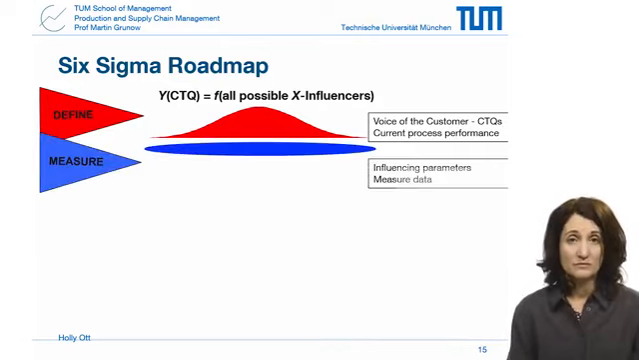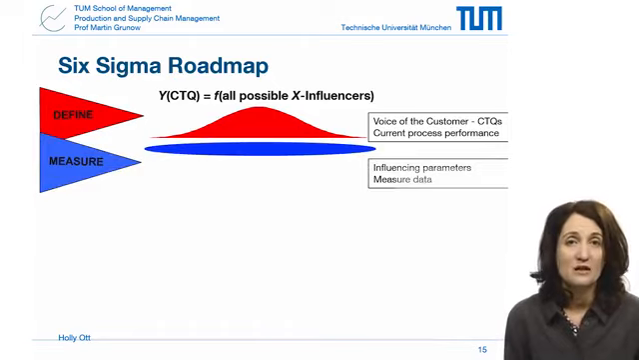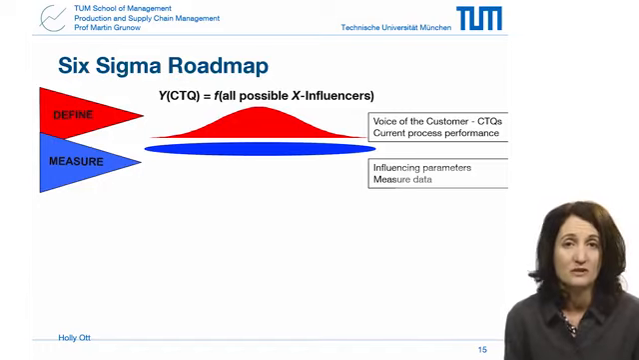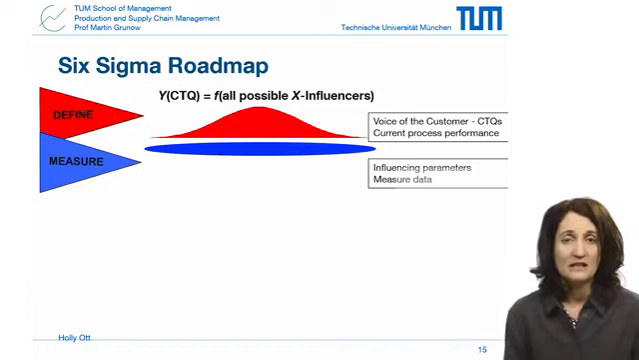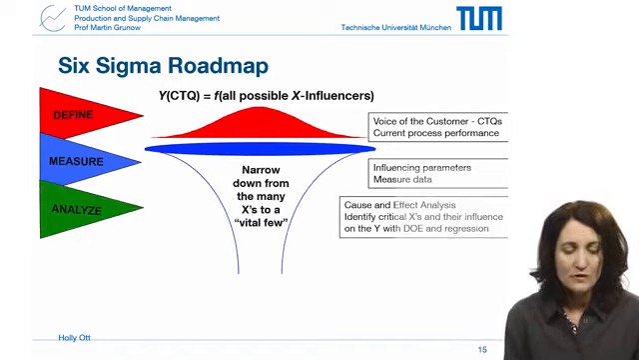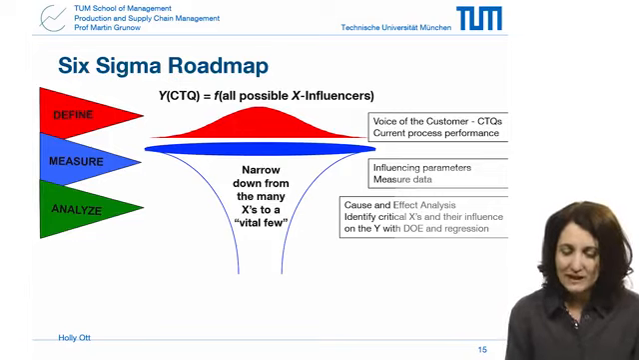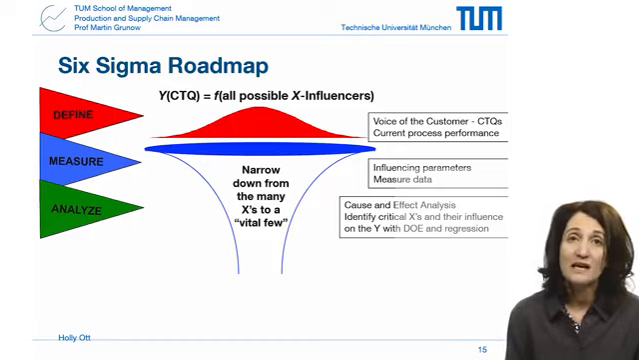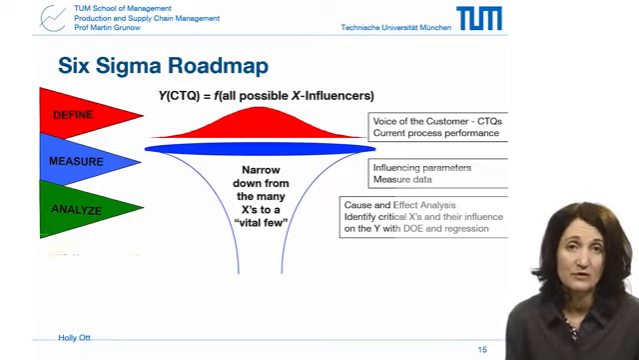Then in measure, we're looking at mapping the process, measuring those parameters, and starting at the top of our funnel, looking at the overall capability of our process. We then move through analyze. We narrow down these many X's to a vital few. We do cause and effect analysis. We identify the critical X's and their influence on the Y with design of experiments or regression, for example.